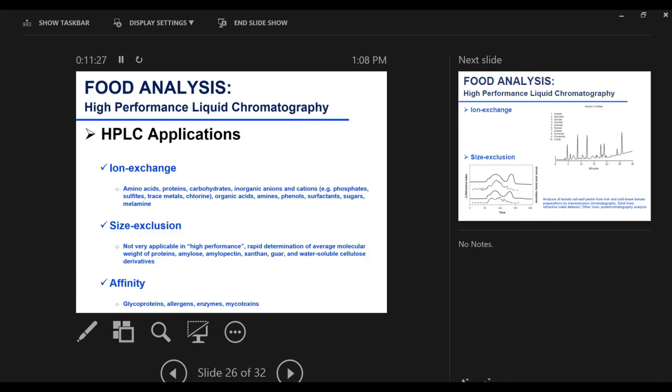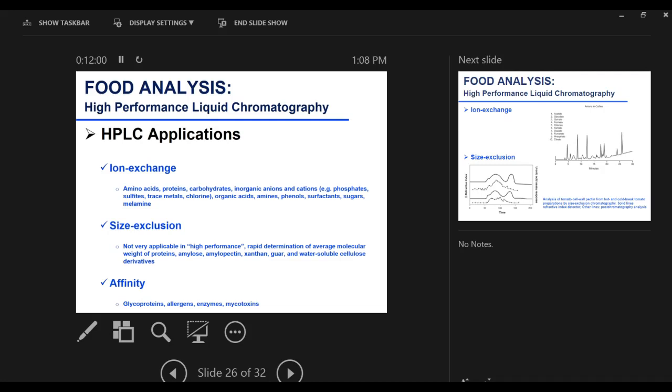With ion exchange, we're separating molecules that carry charge, amino acids, proteins. We can make carbohydrates carry charge if we change the pH or if we pair them with an ion. We're going to learn about that when we cover the carbohydrate chapter. Inorganic anions, cations, organic acids, amines, phenols, surfactants, sugar, methionine. So anything that can be ionized and carry charge can be separated by ion exchange.